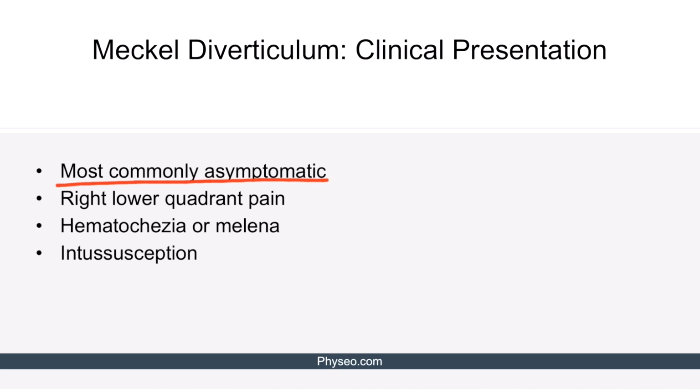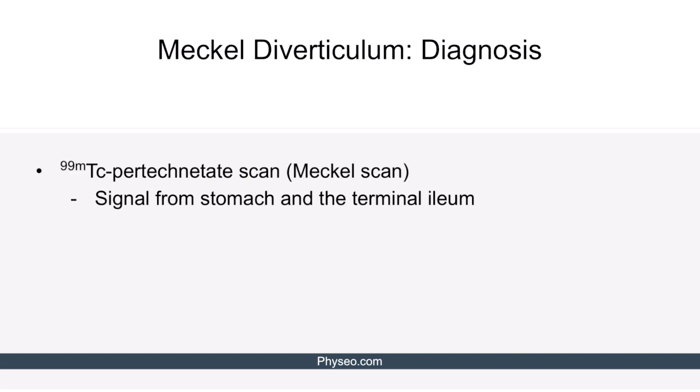If it's symptomatic, then it can present with right lower quadrant pain because the Meckel diverticulum is located in the ileum. Hematochezia, or melena, can occur due to bleeding secondary to the presence of heterotopic gastric mucosa. A Meckel diverticulum can act as a lead point and lead to intussusception. Diagnosis of Meckel diverticulum is established by technetium pertechnetate scan, also known as a Meckel scan.